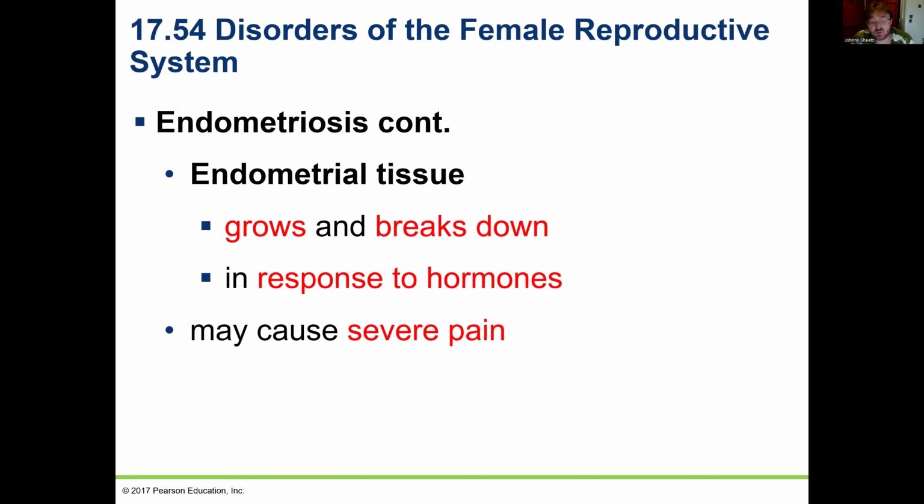The endometrial tissue grows and breaks down in response to the hormonal cycles that we are already aware of. And basically, large volumes of tissue breaking down in your body cavity are going to cause very severe pain and occasionally some very severe secondary medical issues. Occasionally, this is treated through hormonal treatments. Sometimes it's also treated in very severe incidents with a hysterectomy, which is surgical removal of the uterus.